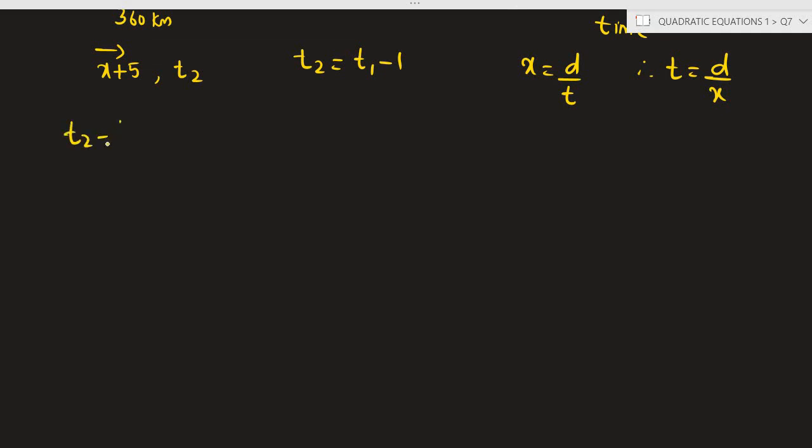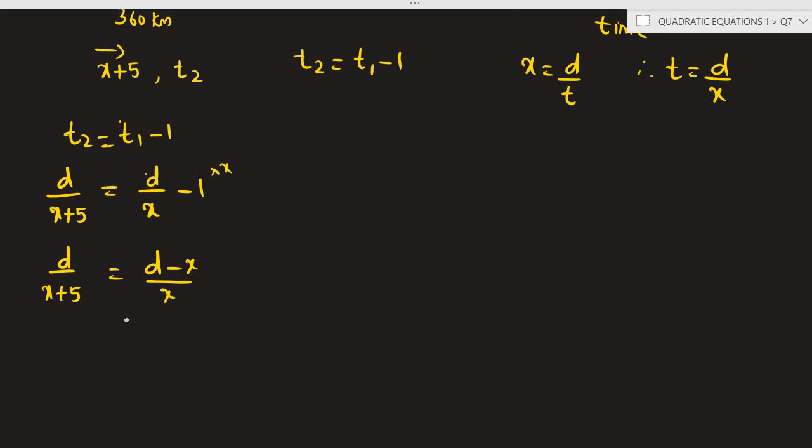t2 is equal to t1 minus 1. What happens now? t2 is equal to distance divided by x plus 5. What was the speed for that? x plus 5, and the time taken is t2. And the time taken is t1, what was the speed for that? That is x. So d by x plus 5 is equal to d by x minus 1. You take the LCM on the right hand side, which is d minus x, here into x, and what is the LCM here? x. You need to cross multiply this.